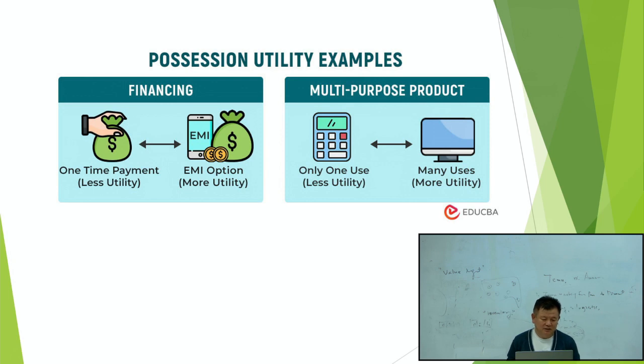Financing. A one-time payment has very little utility, because a monthly payment is easier. One time is very low utility, but the EMI option has more utility. What's the meaning of EMI? EMI means equated monthly installment. This is the EMI option. This is the first time I have briefly explained the EMI option.